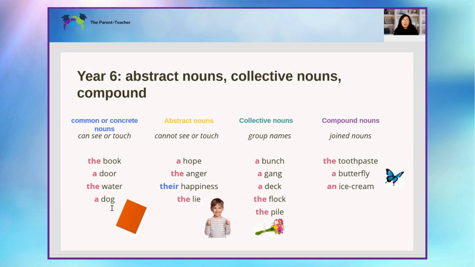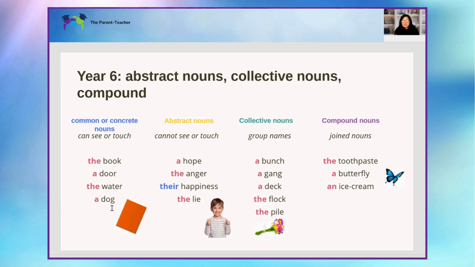And then we have compound nouns. Now, compound nouns are actually words that have been put together to create a new word. So, for example, you can have tooth and you can have paste, but if you put them together, you get toothpaste, which is a compound noun, which really isn't related to the original words, but the two words have been put together to create another noun.